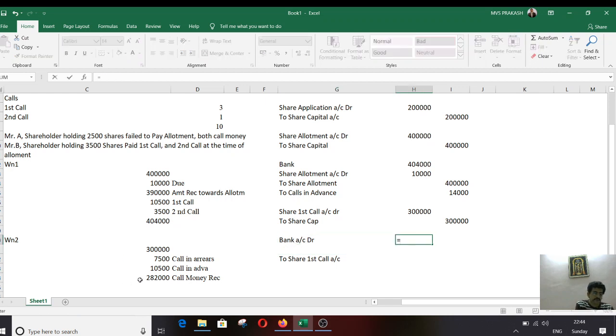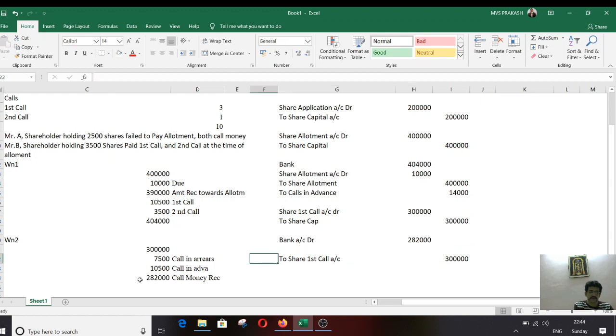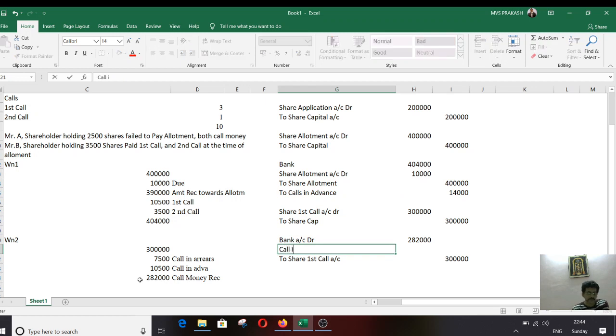You are receiving 2,82,000. How much amount you are supposed to receive? 3 lakhs. Why are you not receiving this? So ultimately the difference is of 2,1 is what? Earlier I was having some sort of advance money which is my liability. Now what I am doing? I am adjusting this. So ultimately calls in advance I need to adjust.